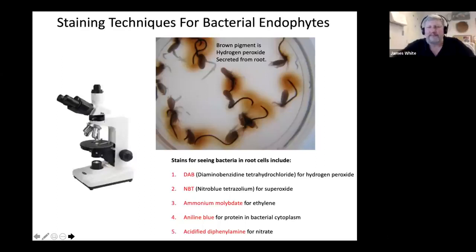And to see these endophytes, you have to have a microscope. And beyond that, you also need to have certain stains. And I've listed some of these stains down below. DAB, NBT, ammonium molybdate, aniline blue, acidified diphenylamine. Okay, those are some of the stains that we use to visualize endophytes in plants. And this first one, DAB, is the main one. And you'll see most of the images we've done with that one.